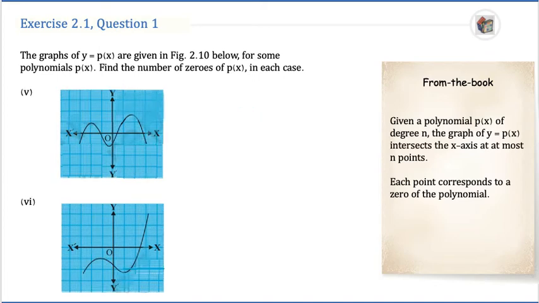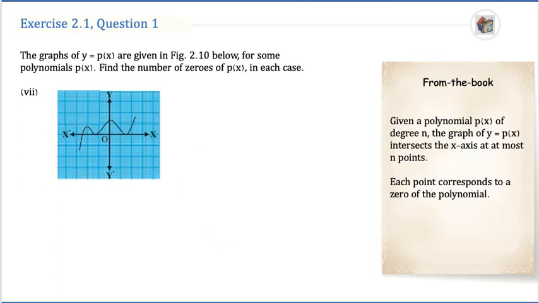Yet again, try before you see my solution. Alright, part 5. How many points is it cutting the x-axis at? 1, 2, 3, 4. So 4 zeros. Part 6. Just 1 zero. Perfect. And here goes the last part. This time it's 1 here, 2 and 3. So the total number of zeros is 3.